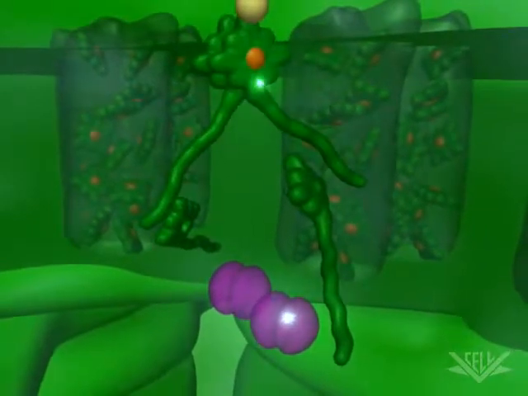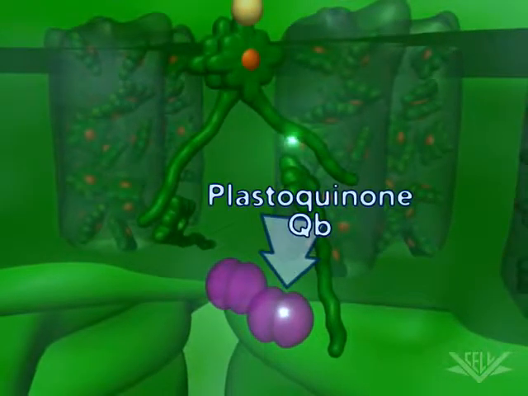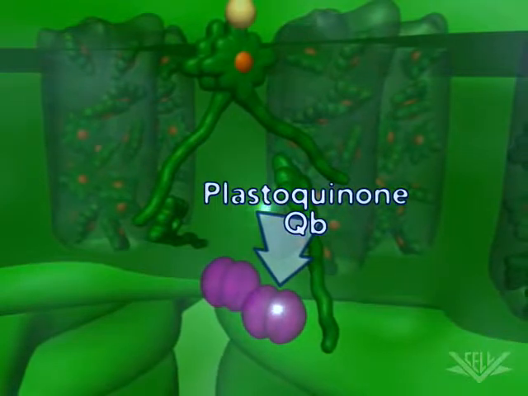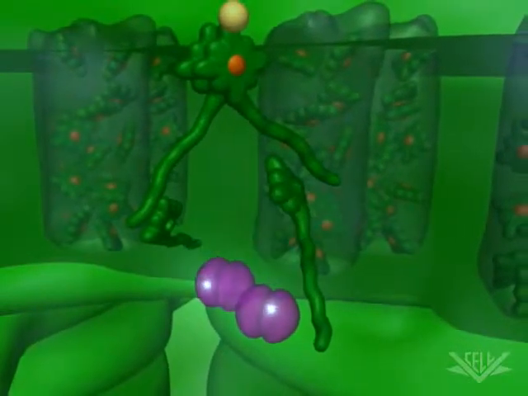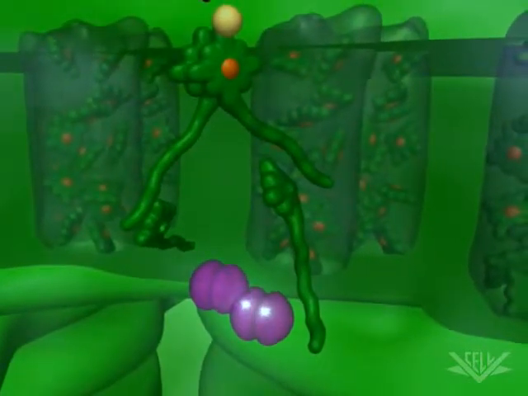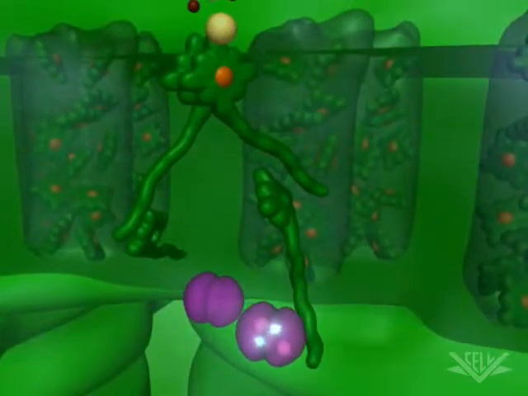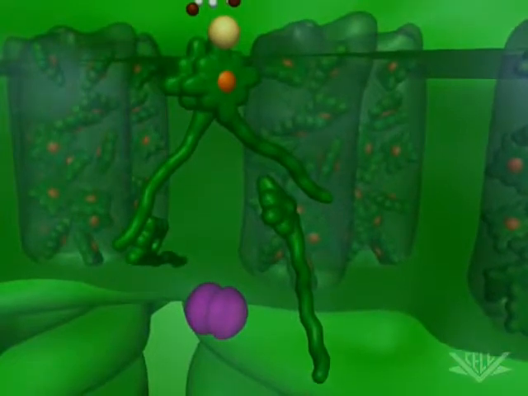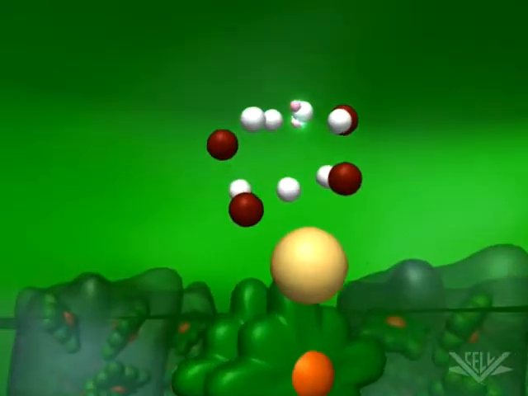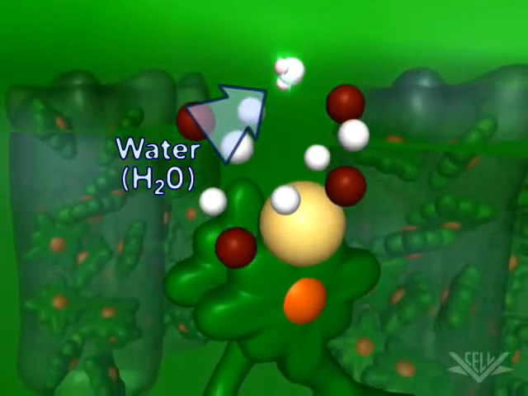Once excited, 2 electrons are transferred to plastoquinone QB, the first mobile carrier. In addition to the 2 electrons, QB also picks up 2 protons from the stroma. The 2 electrons lost from photosystem II are replaced by the splitting of water molecules.